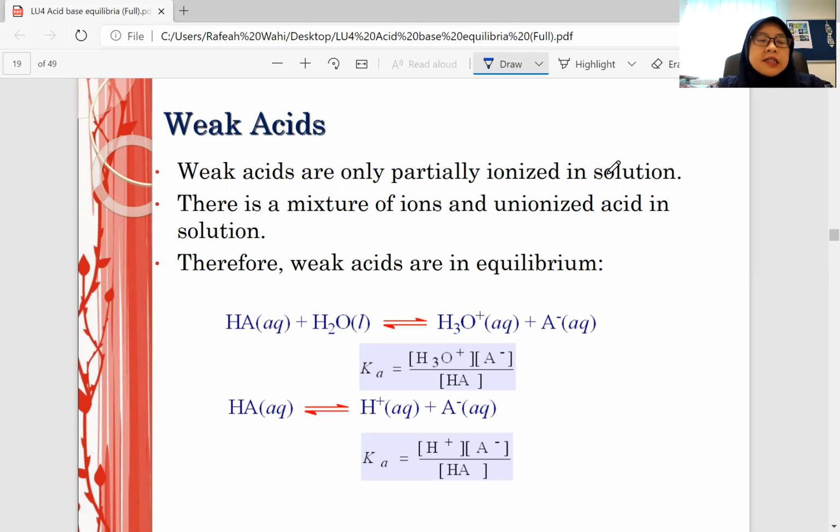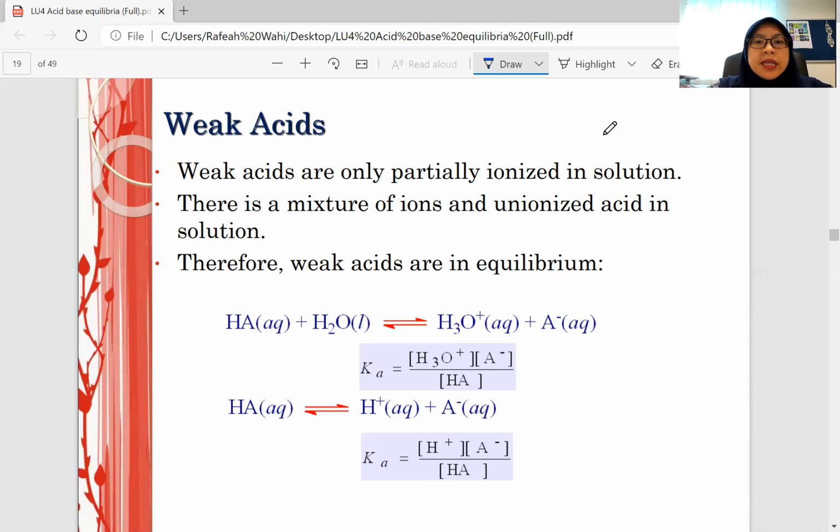Now, if we look at the definition of weak acid and strong acid, it is based on the ionization or dissociation of the acid. Strong acid dissociates fully. It means that it has 100% ionization. It is readily available for its H plus ions to dissociate. But weak acids don't have 100% dissociation or ionization. They only partially ionize in solution. So there will be a mixture of ions and unionized acid in the solution after dissociation of a weak acid.